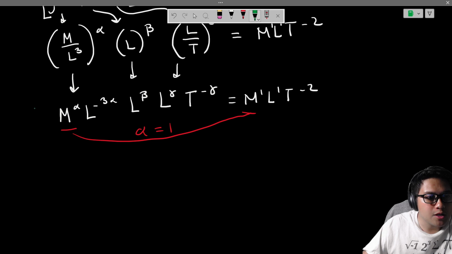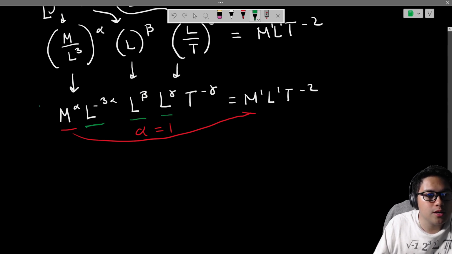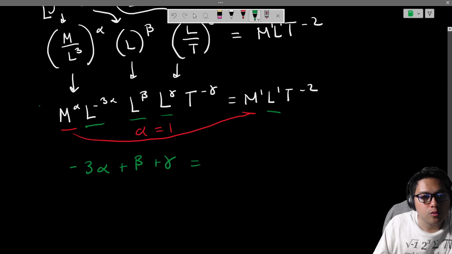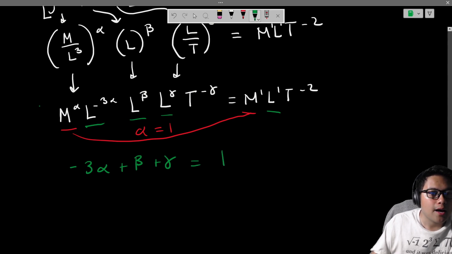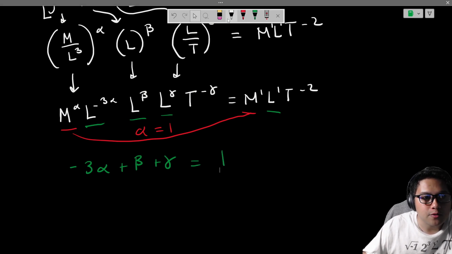Now we have 3 terms with L. Notice we have 1, 2, 3 terms of L on the left side, and this all needs to equal a power of 1. So what we're going to write here is negative 3 alpha, I'm just going to write down the powers now, plus beta plus gamma is equal to 1.